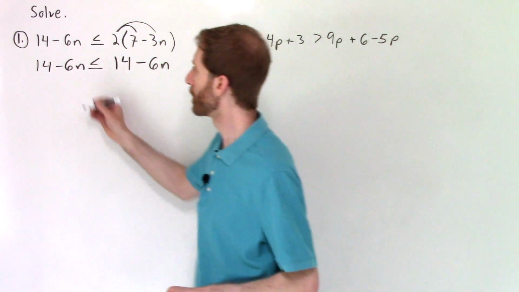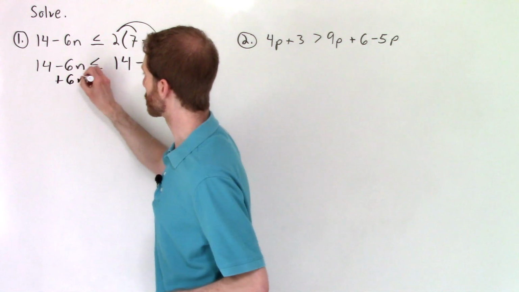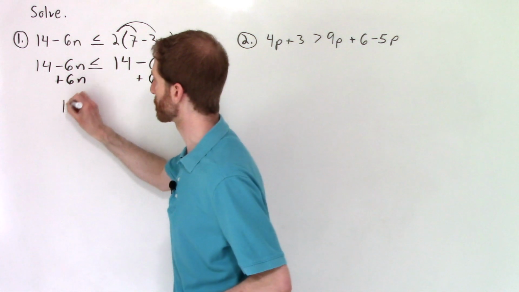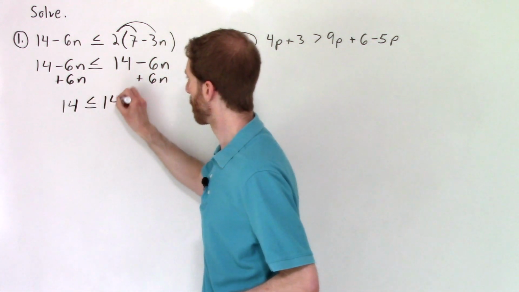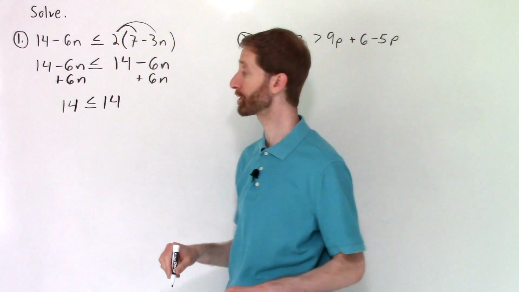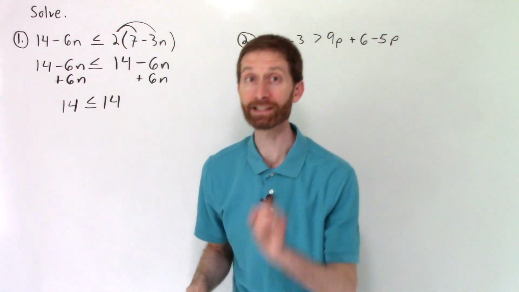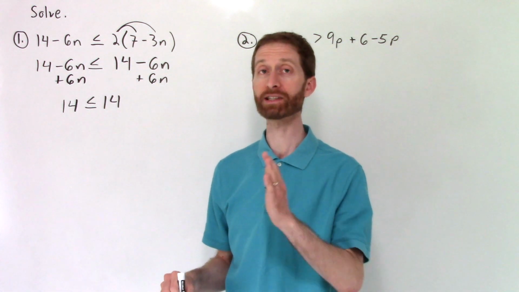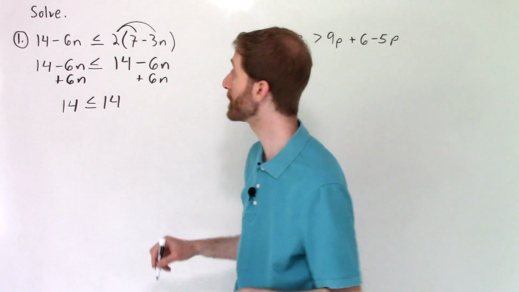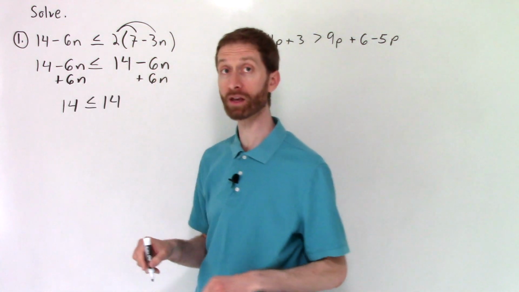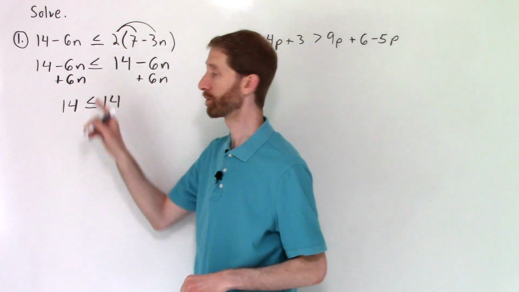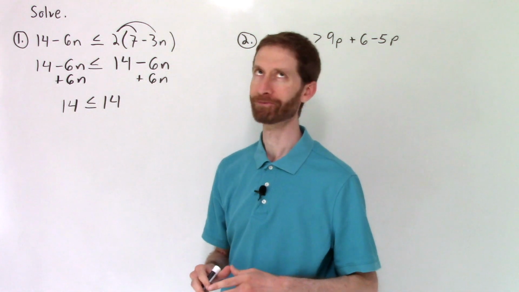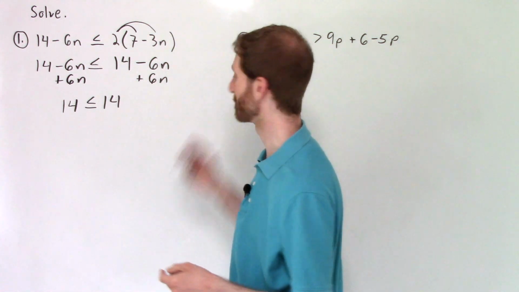I'll prove it a little further. If we were to add 6n to both sides, just to get the n values together, minus 6n plus 6n cancels. You're left with 14. On the right, 6n plus negative 6n cancels. So we're left with the statement 14 is less than or equal to 14. Well, that's true. 14 is always less than or equal to itself, which means no matter what n value we plug in, it will work for this inequality. So there are infinitely many solutions to this inequality. Very rad. Okay, on to number 2, right behind me.